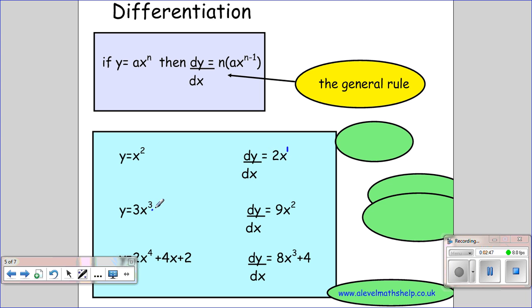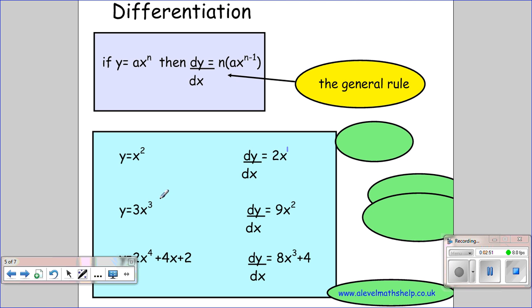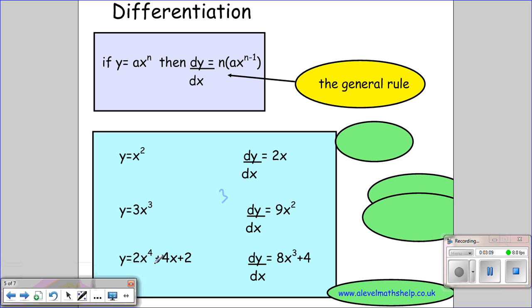So here we take the power, and we multiply by the power. And so now we've got 3 times 3 gives us a 9. And then we take 1 from the power. So 3 take away 1 gives us 2. And then the final one we do term by term. So we multiply by the power. So 4 times 2 gives us the 8. We take 1 from the power, which gives us the 3.